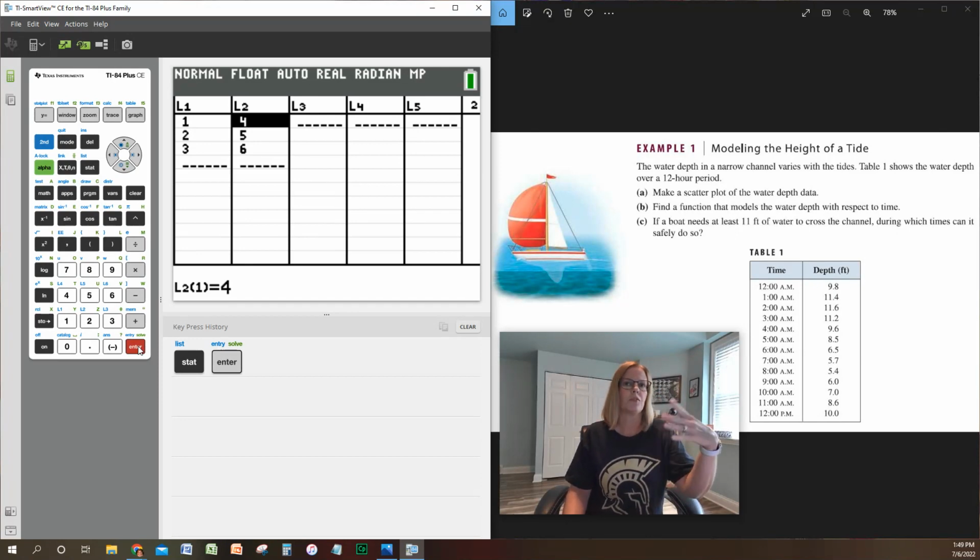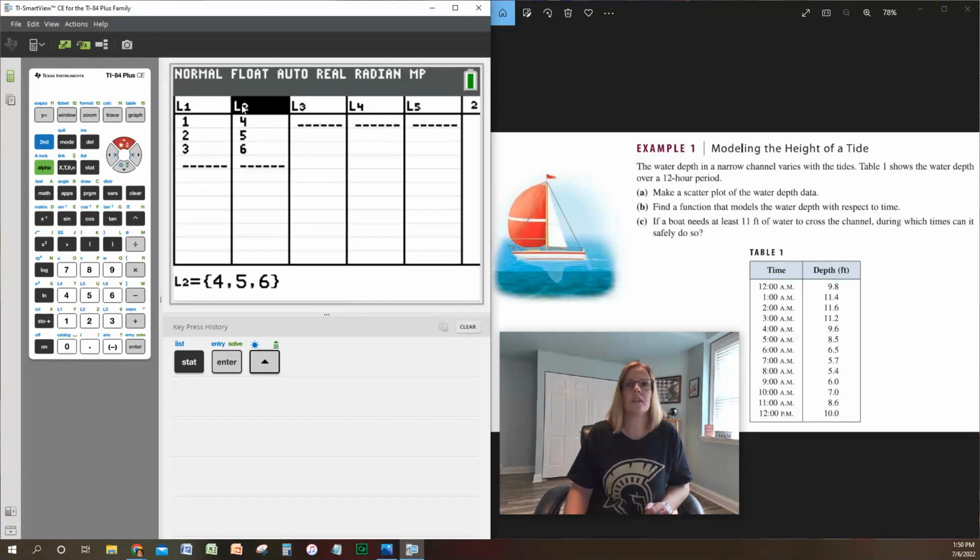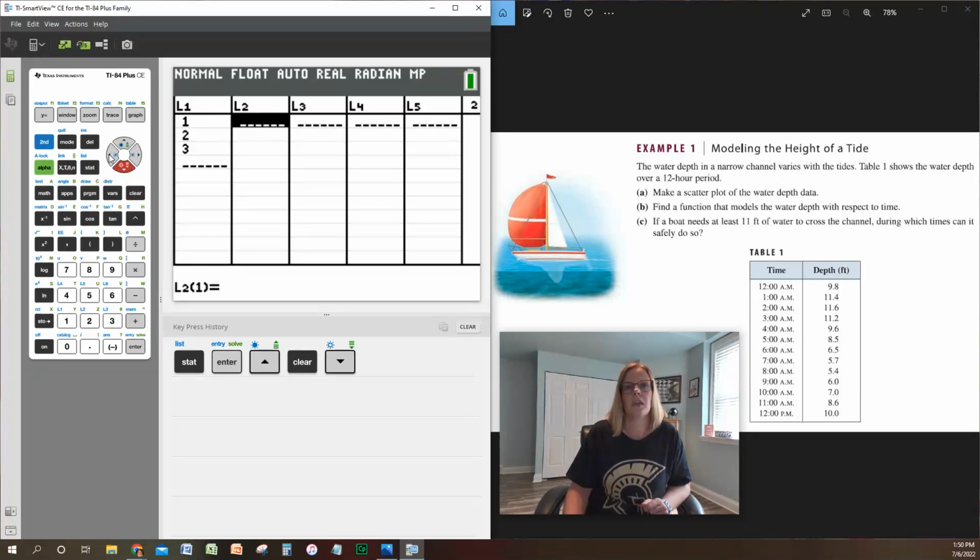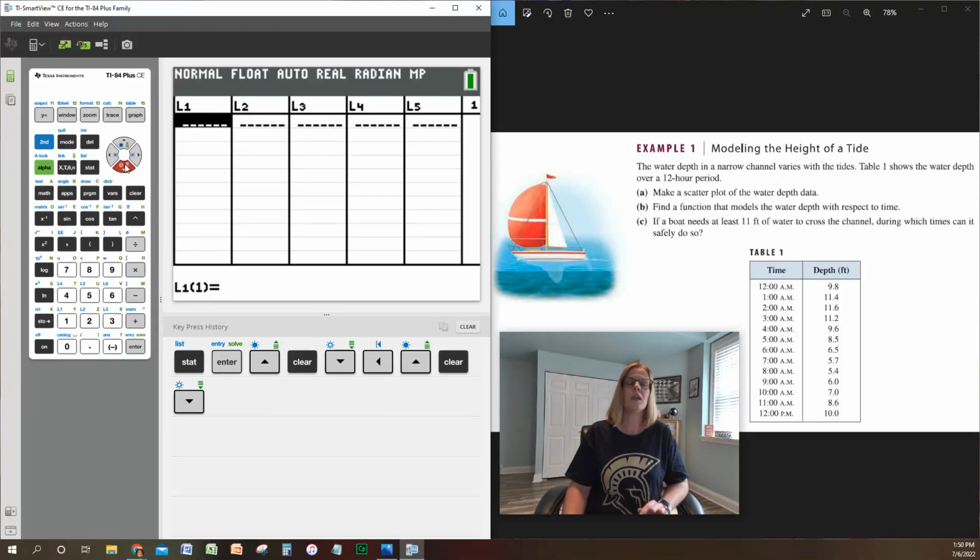Now, I put in just some fake information here because sometimes you have numbers in your lists and we need to clear those out. So I just wanted to show you the steps for how we do that. So just go to either one of the lists where there's numbers, arrow up so that either L1 or L2, list 1 or list 2 is highlighted, hit clear, and then hit the down arrow, and your calculator will automatically clear it for you. So I'll repeat that. You just go up, clear, and then down, and your list is clear, okay? So you may or may not have to do that.